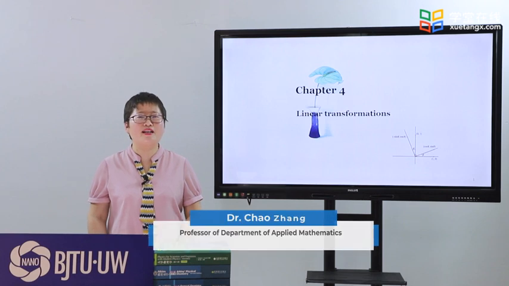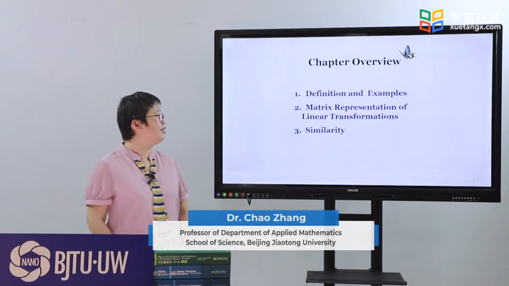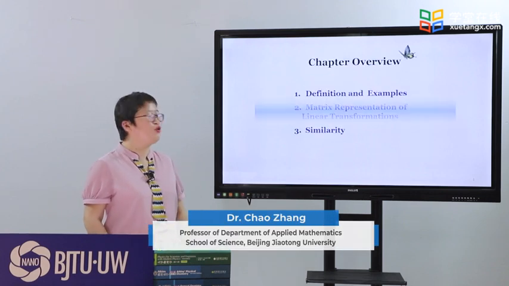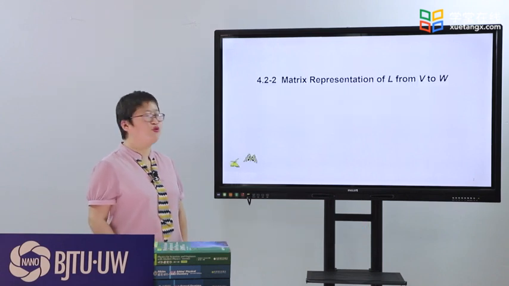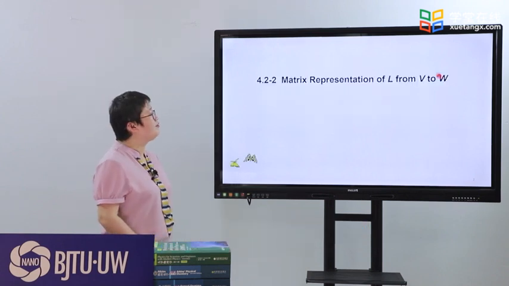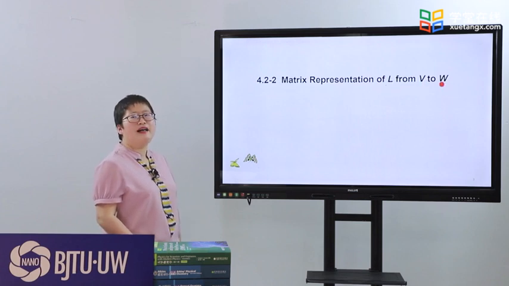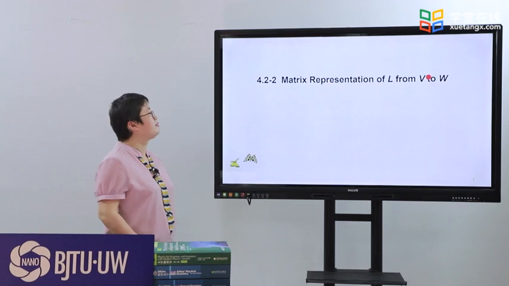We continue to learn Chapter 4, Linear Transformations. Section 2, Matrix Representation of Linear Transformations. Part 2, Matrix Representation of Linear Transformation L from V to W, where V and W are general vector spaces.